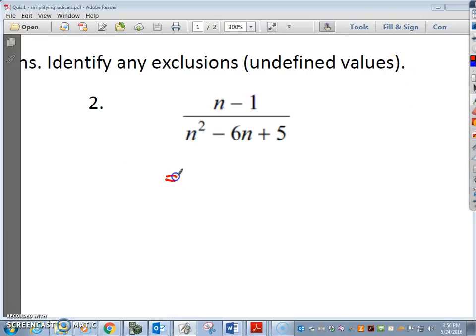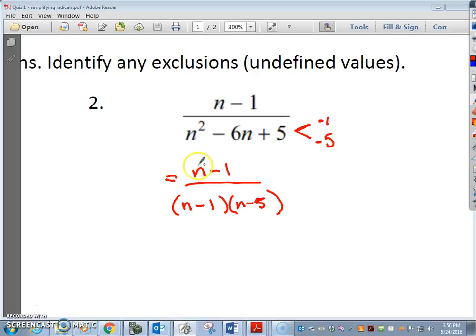We have an n minus 1 at the top. And at the bottom, this is a quadratic, so I'm assuming I can factor it. And remember, how do we factor this? We look for two numbers that multiply to 5 and add up to negative 6. The factors of 5 are 1 and 5. When you add them, that's a positive 6. So both of these have to be negative, because negative 1 times negative 5 is positive 5, and negative 1 plus negative 5 is negative 6. So it's going to be n minus 1 times n minus 5, because those are my two factors.